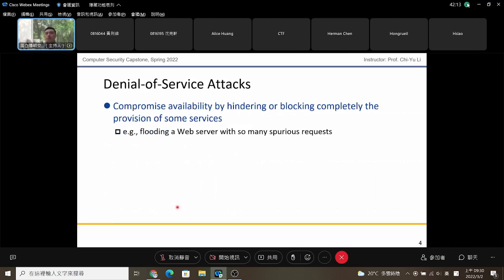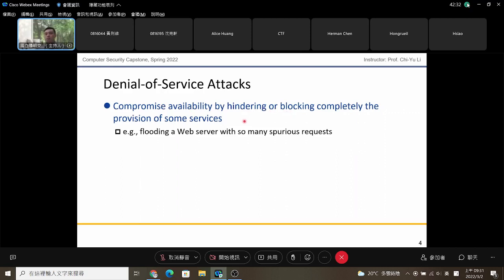Okay, so about the denial of service attacks, it's compromise. Compromise means attacking successfully or hurting availability by hindering or blocking completely the provision of some services.